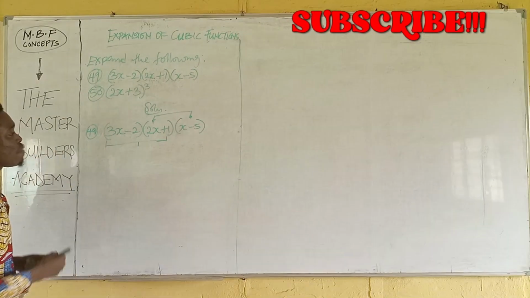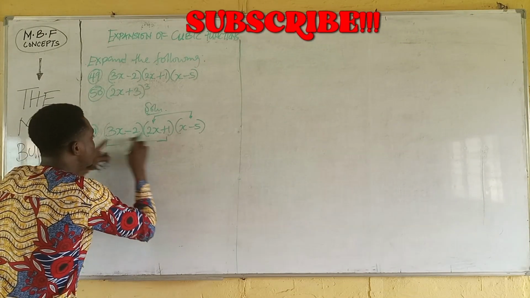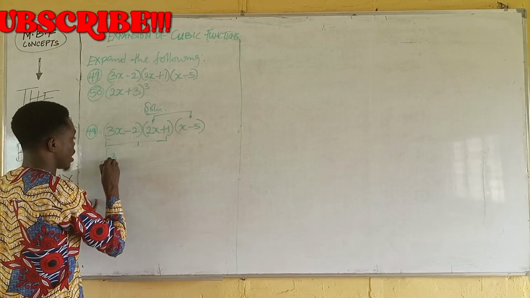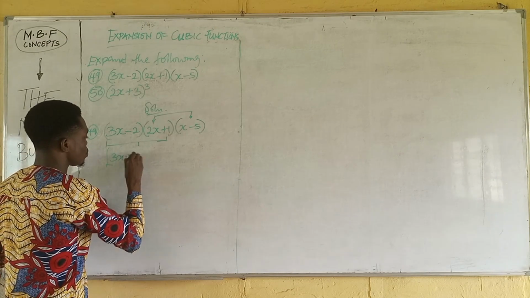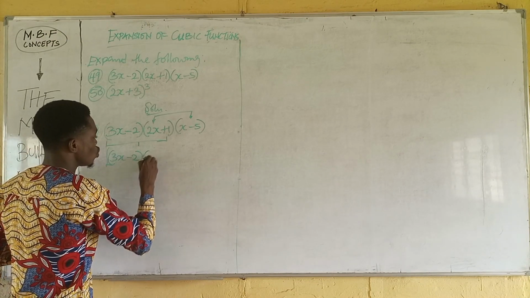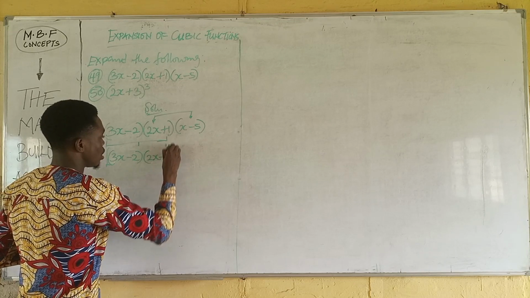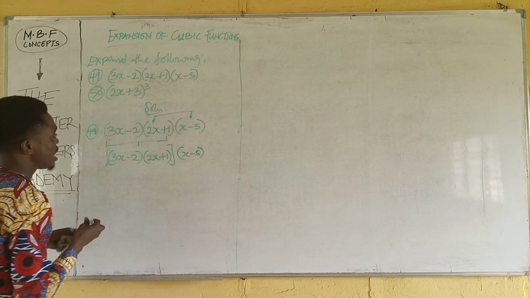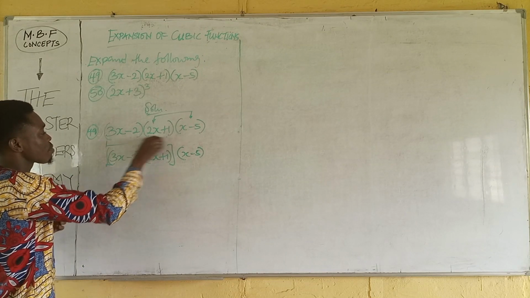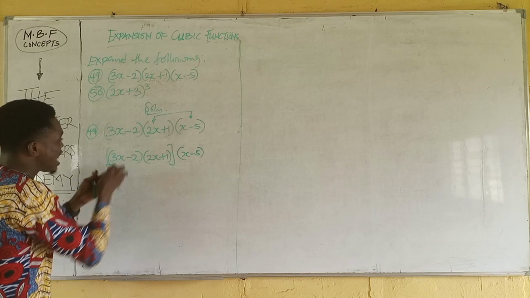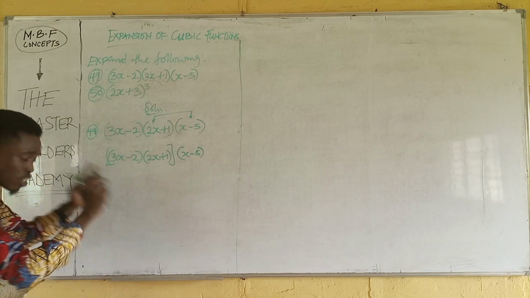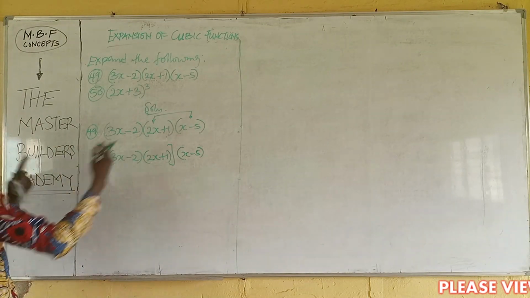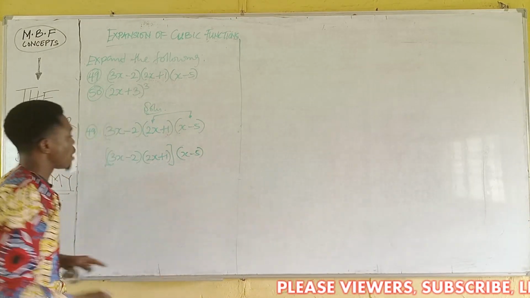Alright, now let's go. So the first thing we are going to do now is to work with these first 2 brackets. And how do we have that done? Let's introduce a square bracket. This is 3x minus 2 into 2x plus 1, a square bracket. Then we leave out the third bracket. So we want to work within the brackets, the terms within this square bracket we just introduced. So we are working with the first 2 brackets here, leaving out the third bracket. Alright, the same way somebody can leave out the first and work with the last 2.